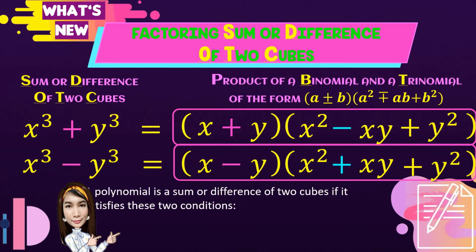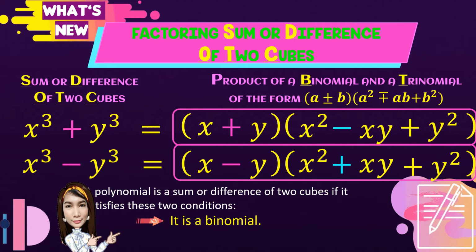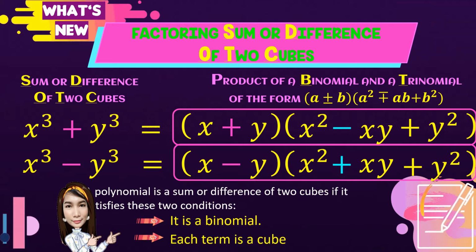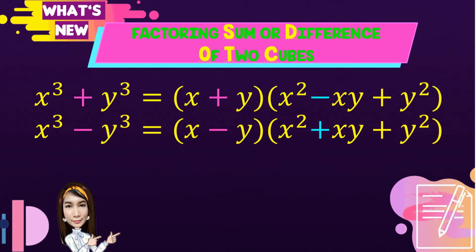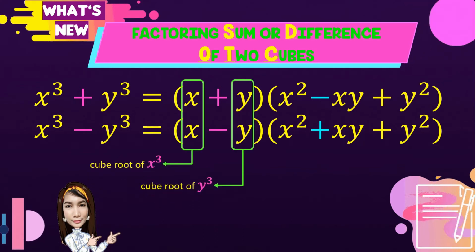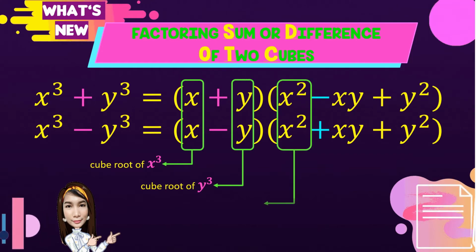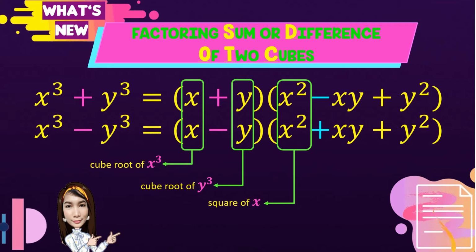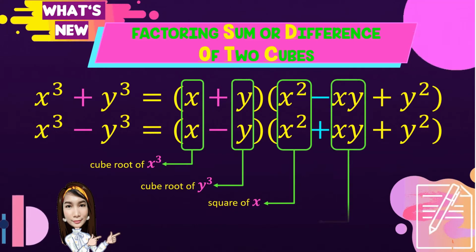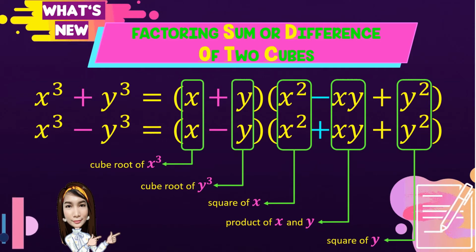A polynomial is a sum or difference of two cubes if it satisfies these two conditions. First, it is a binomial. Second, each term is a cube. Now for the binomial factor, the first term is cube root of x cubed, so we get x. And the last term is cube root of y cubed, so we get y. Now for the trinomial factor, the first term is square of x, so we get x squared. For the middle term, we have the product of x and y, so we have xy. And the last term is square of y, so we have y squared.